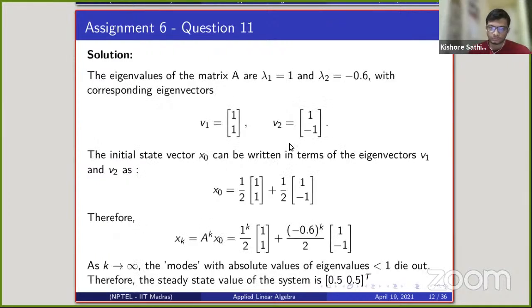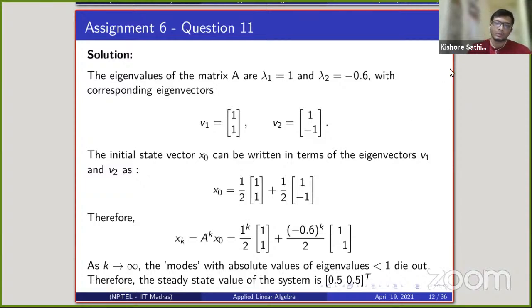Once again, regarding these linear state space system style questions, we have more or less a standard procedure. The first thing we have to do is to assemble the tools necessary for this question, and for this type of question that is to find the eigenvalues and eigenvectors. We just have a 2 cross 2 matrix, so we just have to find the trace and the determinant, and you can easily find the eigenvalues as 1 and minus 0.6, and the corresponding eigenvectors are (1, 1) and (1, -1).